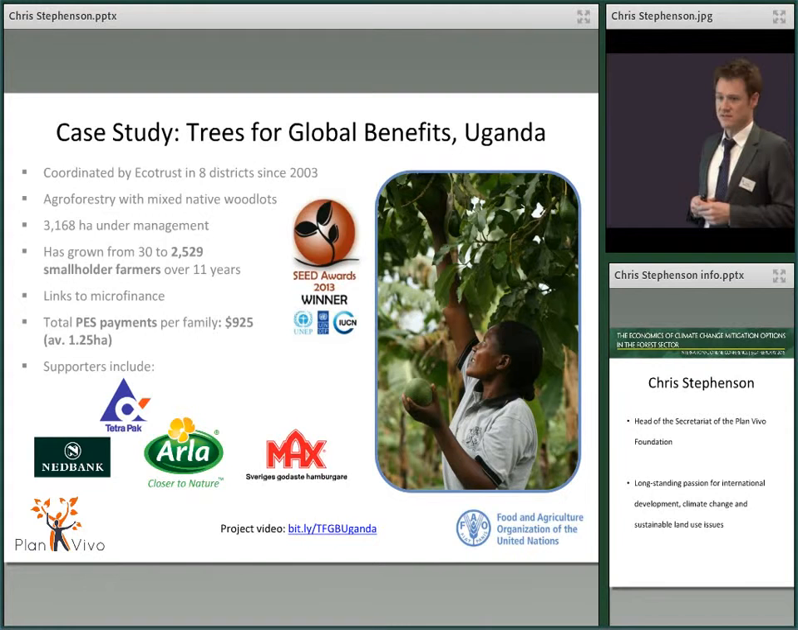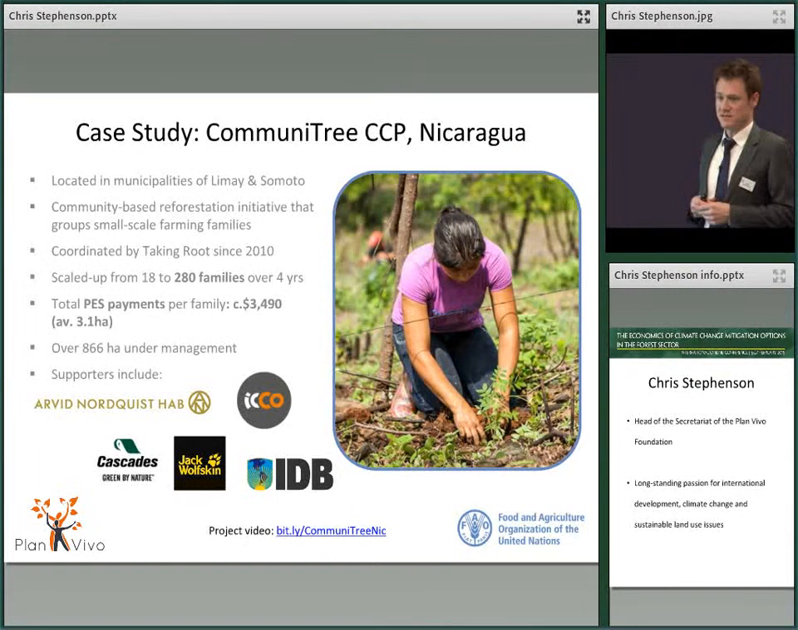If we look at the PES payments, which are made directly to farmers in terms of cash, it's just under $1,000 per farmer, based on an average land holding of 1.25 hectares. And there we can see a variety of some of the corporates that have purchased Plan Vivo certificates from this project. The next case study is one from Nicaragua.